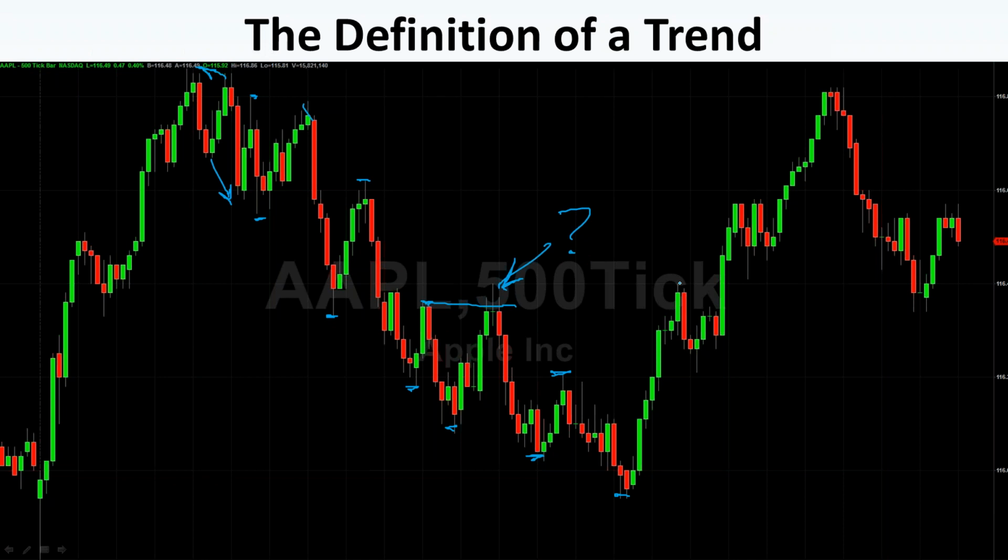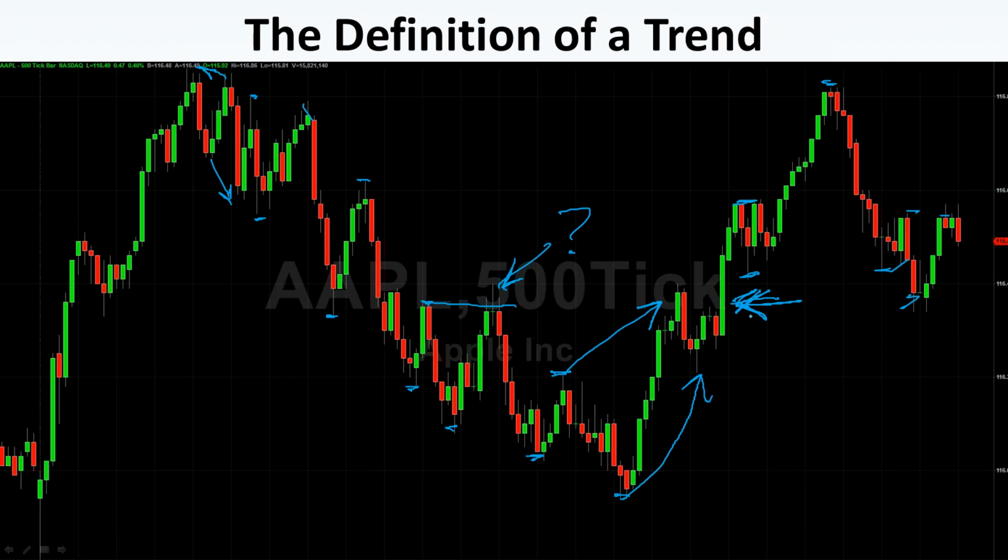Then on the right hand side, we start climbing and we break to a higher high. And then we pull back and we put in a higher low. So as of about this point right here, we're now back in an uptrend. Then we go higher high, higher low, higher high. We pull back and we go back into consolidation. Okay?